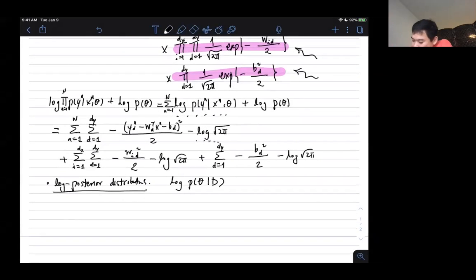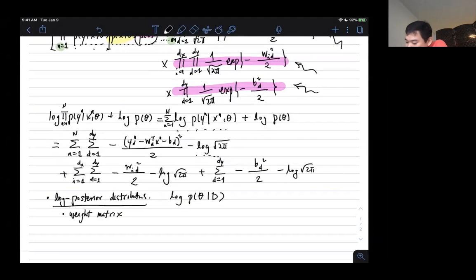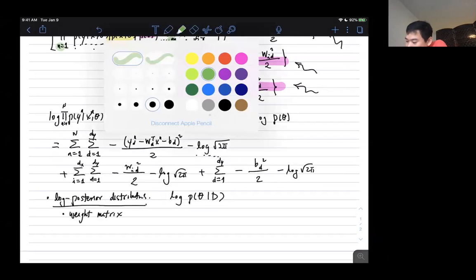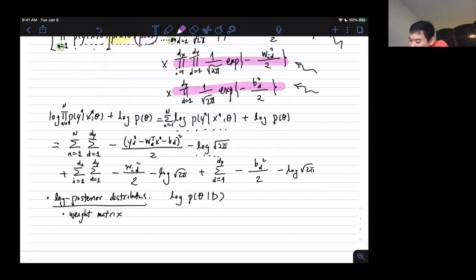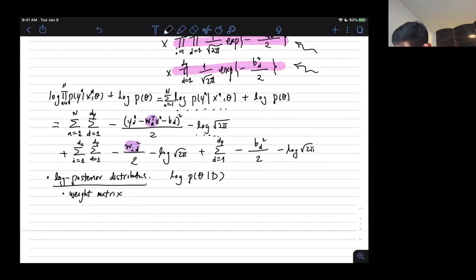Now, we are going to look at the weight matrix first. In order to look at the weight matrix, we need to gather all the weight related terms from here. So let's see where the weight related terms are. Okay, weight related terms come from here, and then nothing else. What it means is that all we need to look at are these two terms and then expand them.